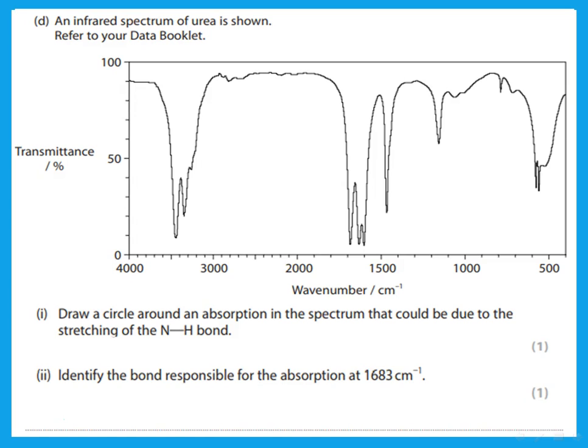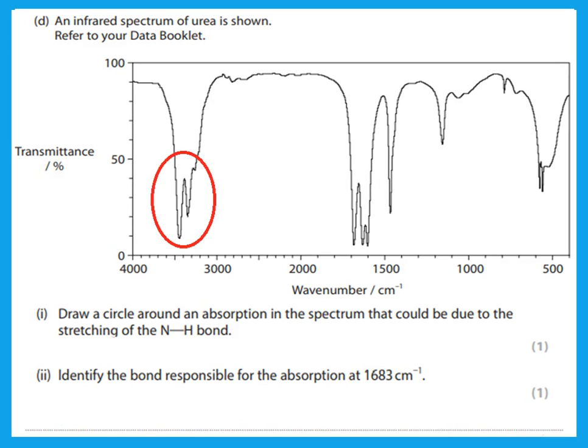Remember that you will have a data booklet that has all the wave numbers for all the different stretches. You should know that the N-H is around the same area as the O-H. So looking at the data booklet, you should realize that that would be the absorption for the N-H bond. Then he says, identify the bond responsible for absorption at around 1700.